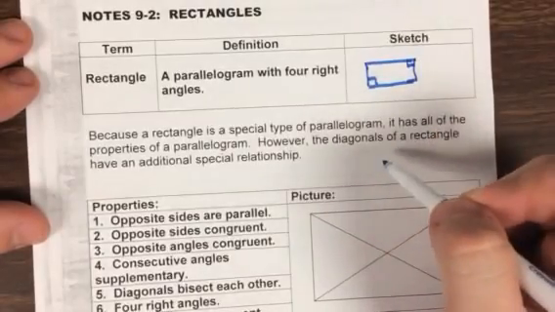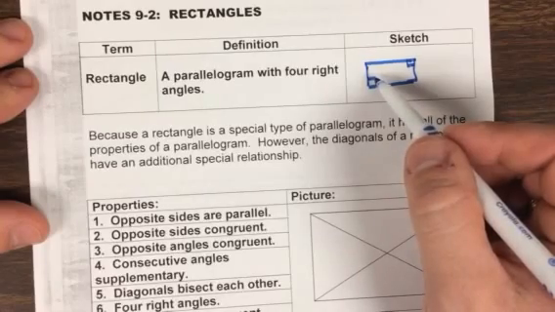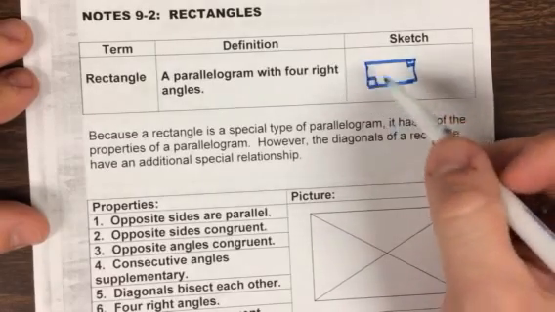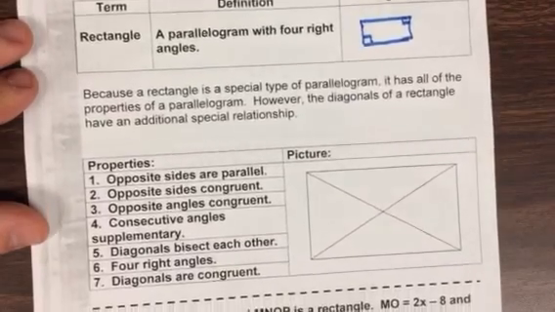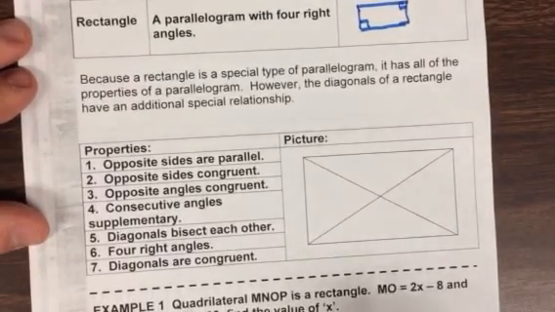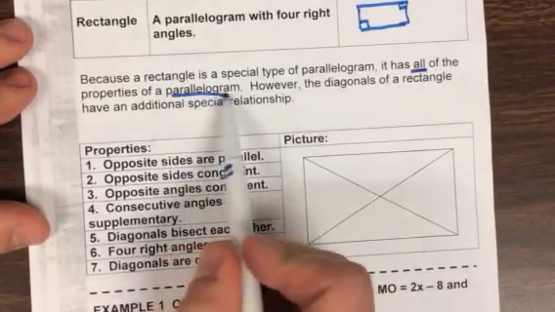Now I can mark these two and know that consecutive angles, because it's a parallelogram, are supplementary. And because they're supplementary, they have to add up to 180 degrees, which means it also is 90 degrees. Because a rectangle is a special type of parallelogram, it has all of the properties of a parallelogram.